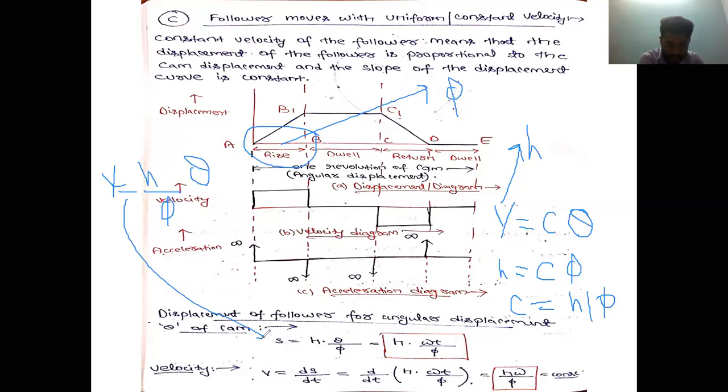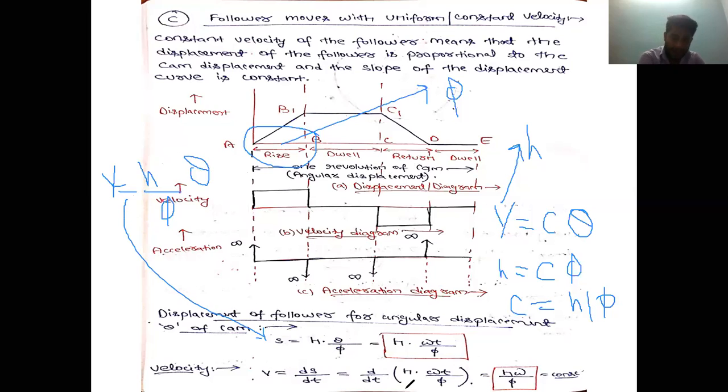I am replacing displacement y by s. The height of the follower is h. Theta is the overall cam angle divided by phi. Now phi will vary. For the rise case it will be phi a. For the return case it will be phi d. For the dwell case it will be delta 1.